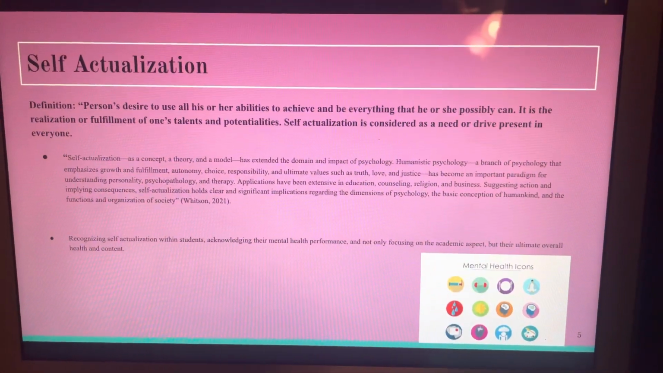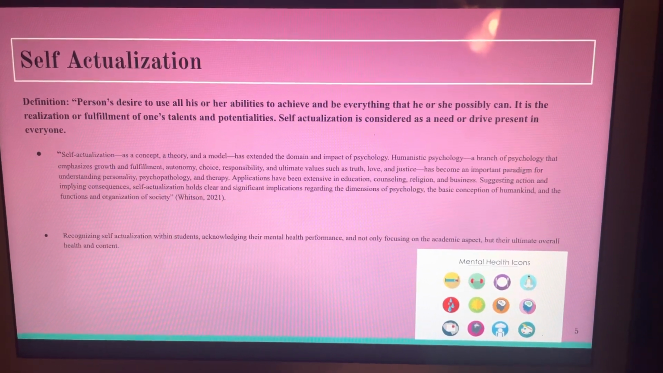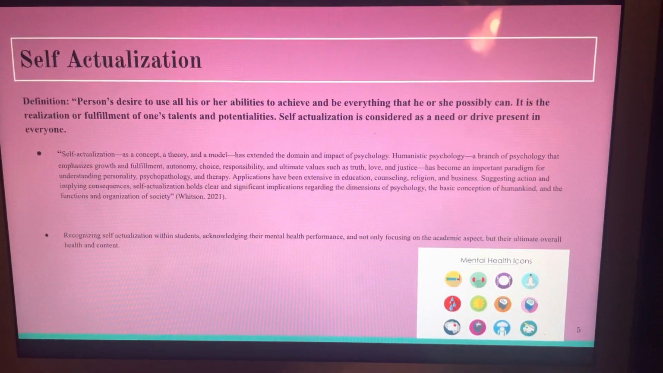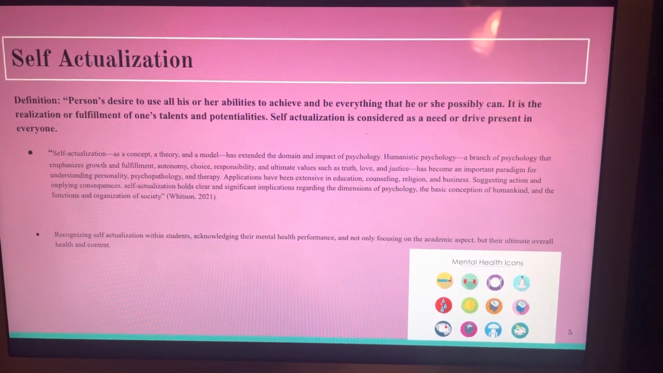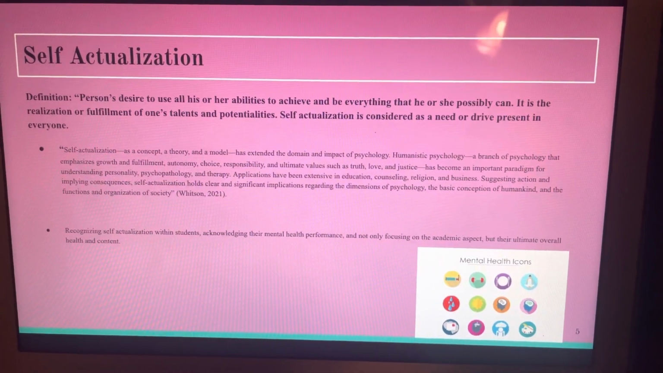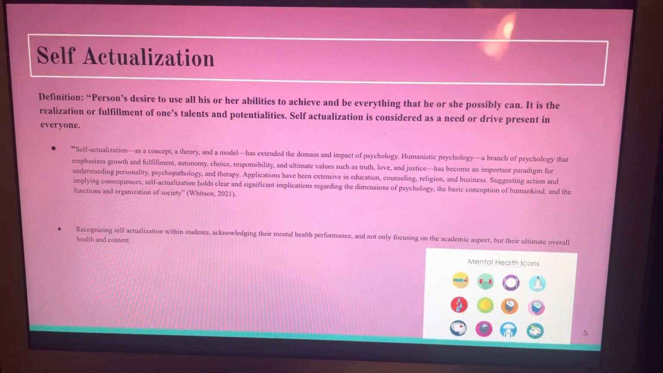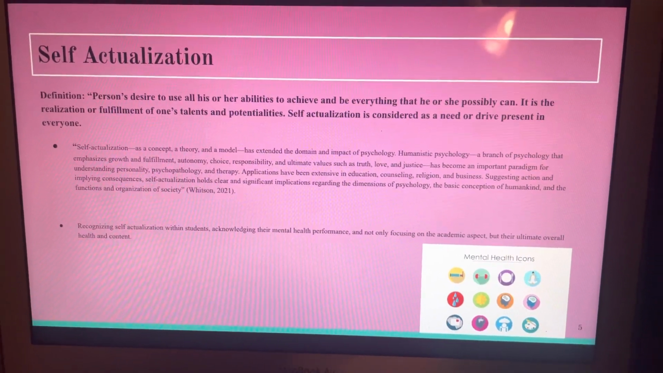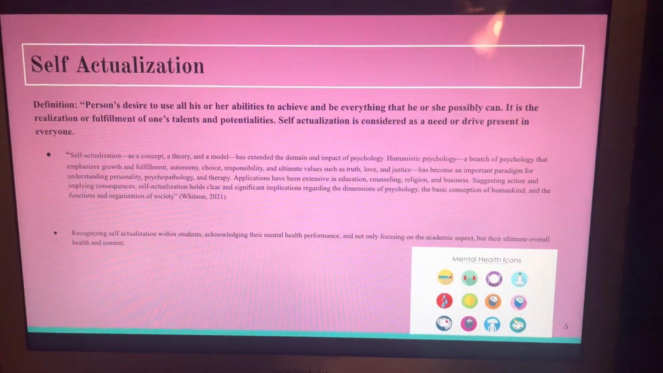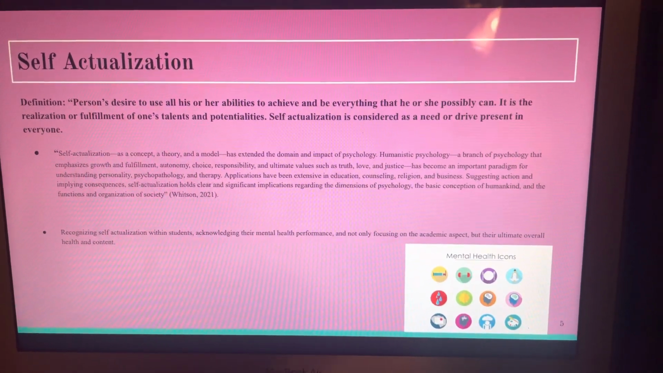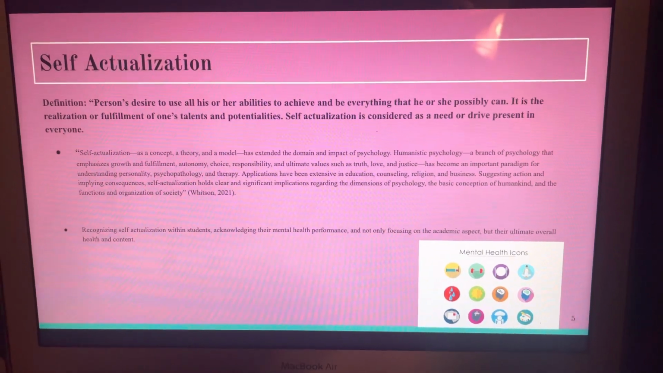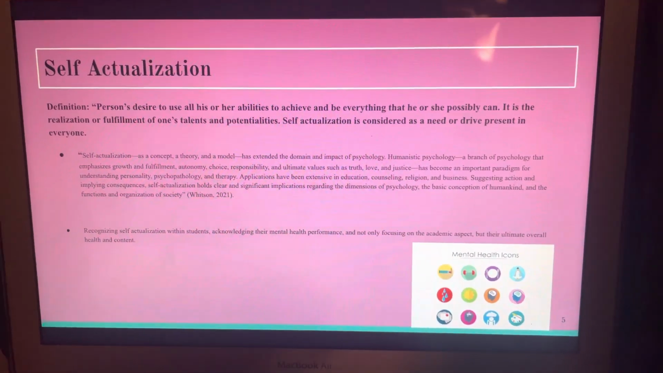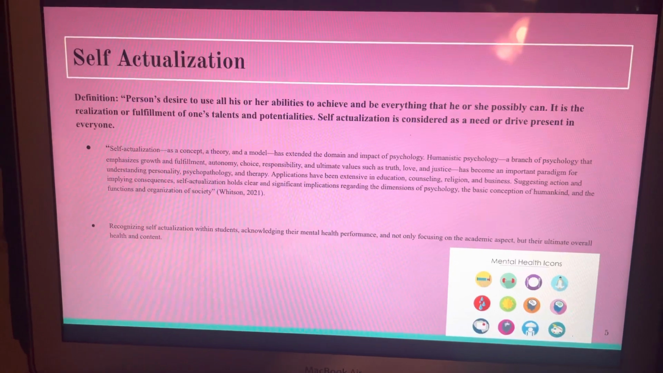Self-actualization is a person's desire to use all of his or her abilities to achieve and be everything that he or she possibly can. It is the realization of fulfillment of one's talents and potentialities. Self-actualization is considered a need or drive present in everyone. Recognizing self-actualization within students and acknowledging their mental health, not only focusing on the academic aspect, but their ultimate overall health and contentment, is important.